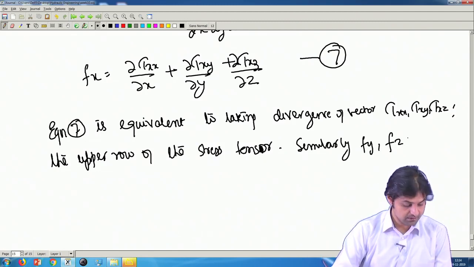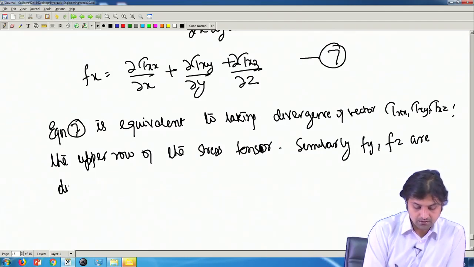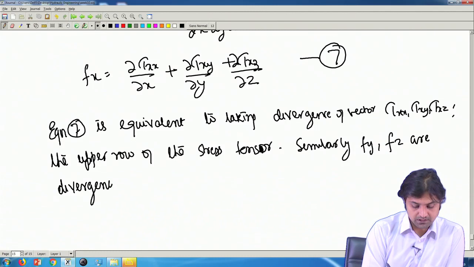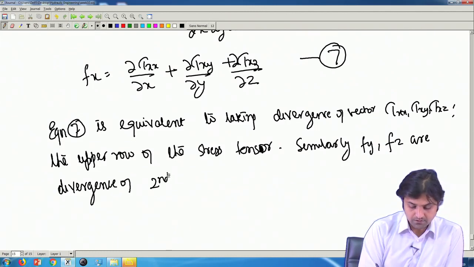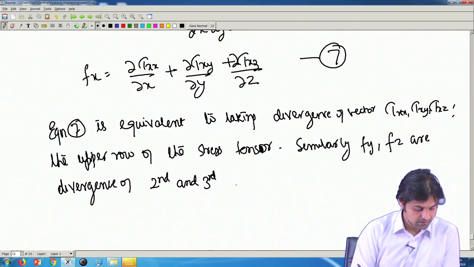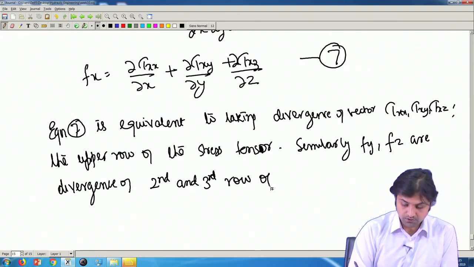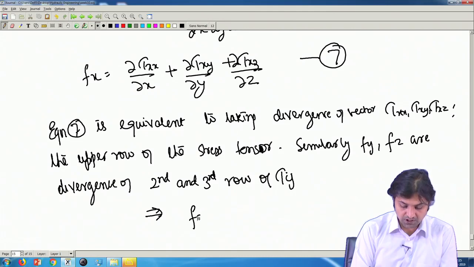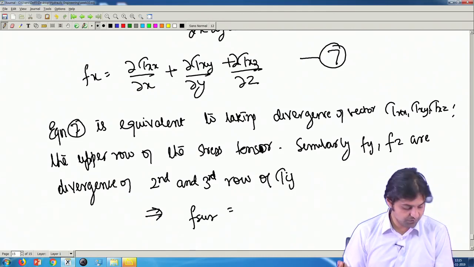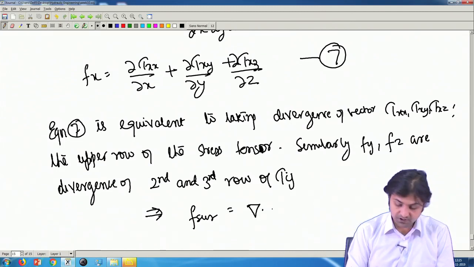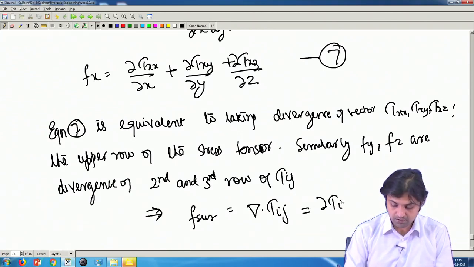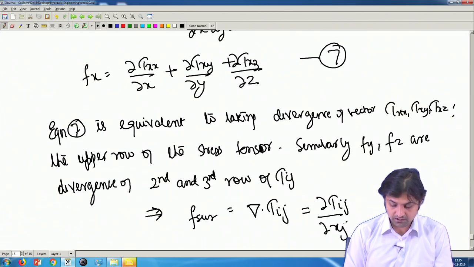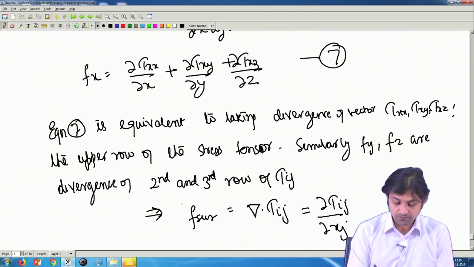Okay. So similarly, fy and fz are the divergence of the second and third row of tau ij. This simply means that the total surface force F will be the summation of these forces. So in vector terms we can simply write it as the divergence of tau ij, del tau ij by del xj.